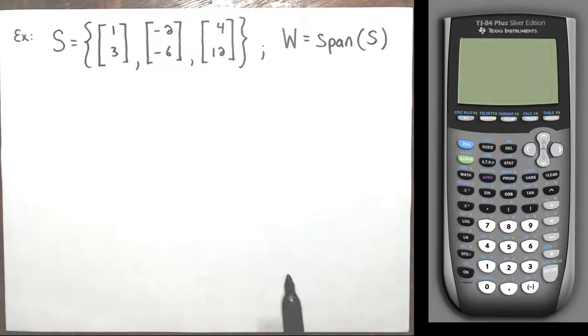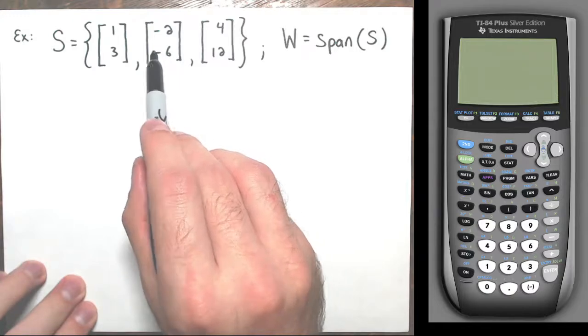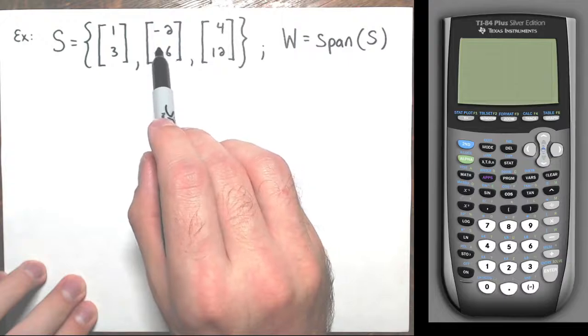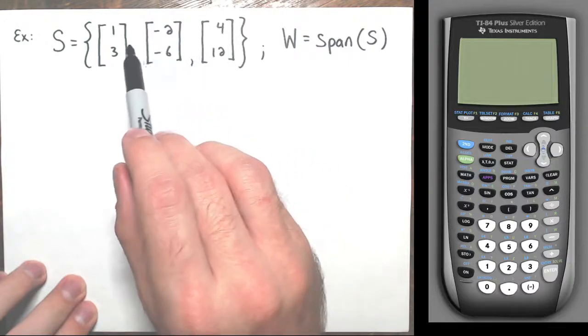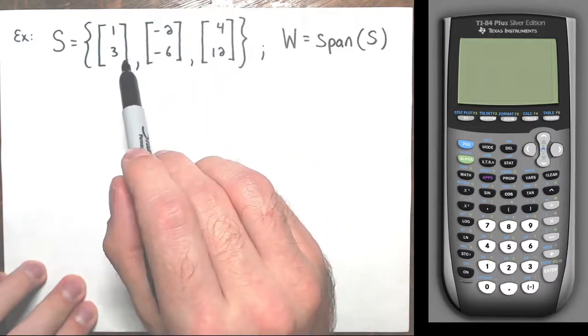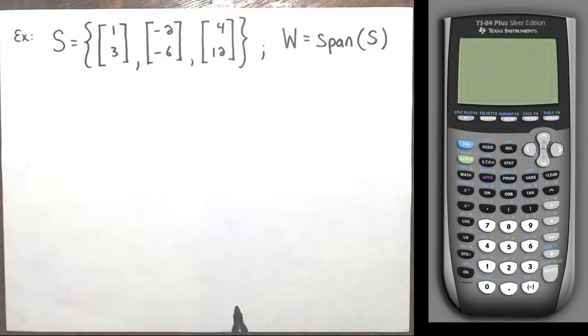Well, you might be able to tell from looking at this, see how this vector is just -2 times this one, so I don't need this one. And this vector is just 4 times this one, so I don't need this one either. What you're going to notice is that I'm basically going to end up with just one vector for the minimal spanning set.